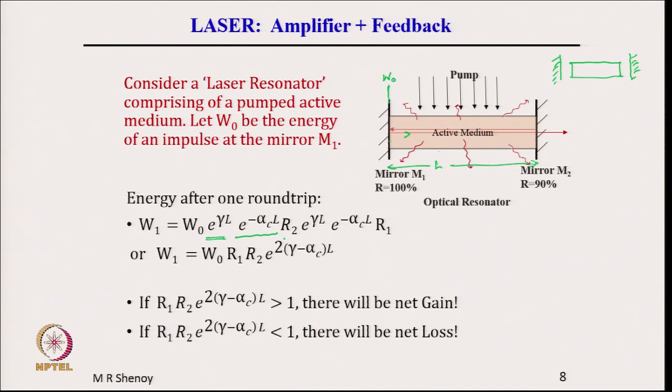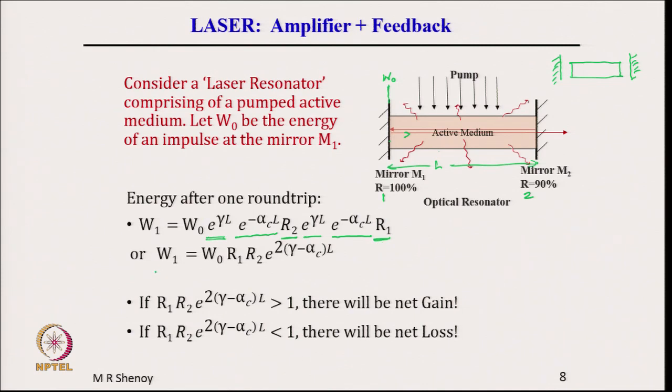Then at the other end, there is a mirror of reflectivity R2. So, these are mirrors M1 and M2, let us say this is R1 and this is R2. The impulse gets reflected and propagates backward. As it propagates backward, it again gets amplified by a factor e to the power of gamma L, attenuated by a factor e to the power of minus alpha c into L, and on reflection it gets multiplied by a factor R1, where R1 and R2 are the reflectivities of the mirrors.